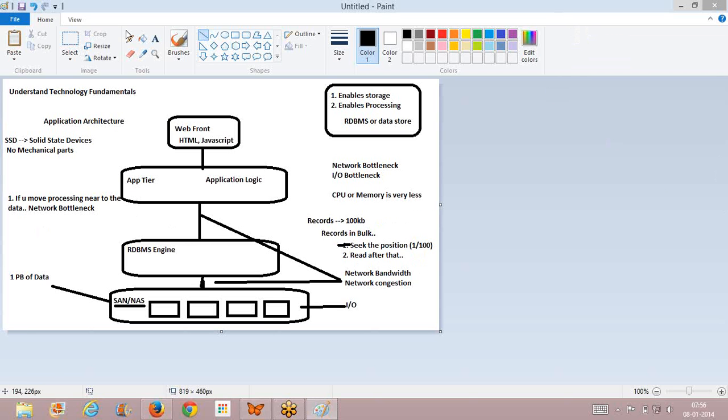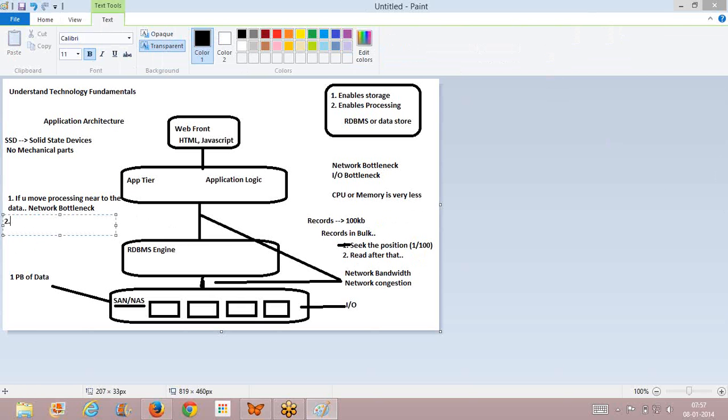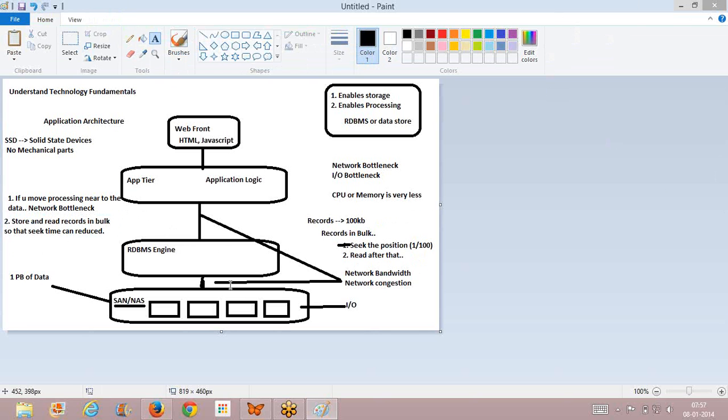The second solution which we discuss now is to store and read records in bulk, so that seek time can be reduced or eliminated. It will be only one seek for every block of data. And this is precisely the reason why, when we look at Hadoop, Hadoop will store data in blocks so that it can read records in bulk. So this is another fundamental.